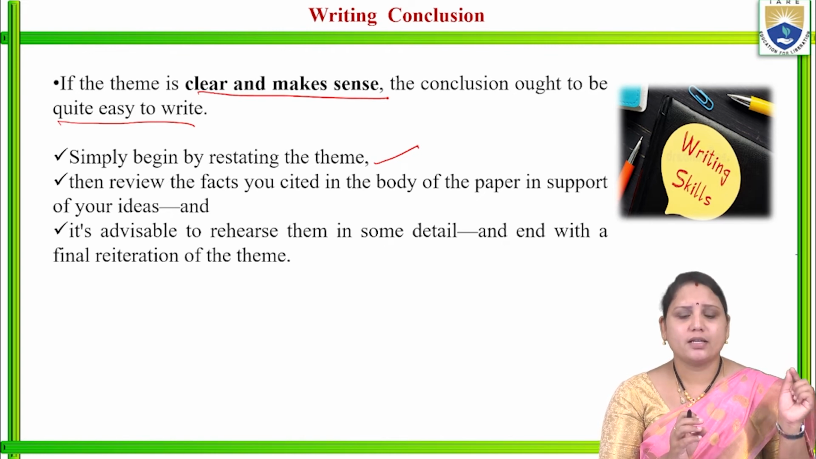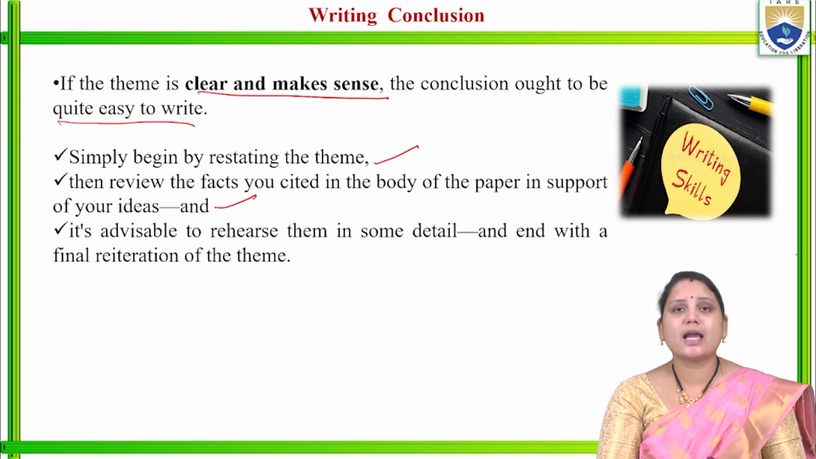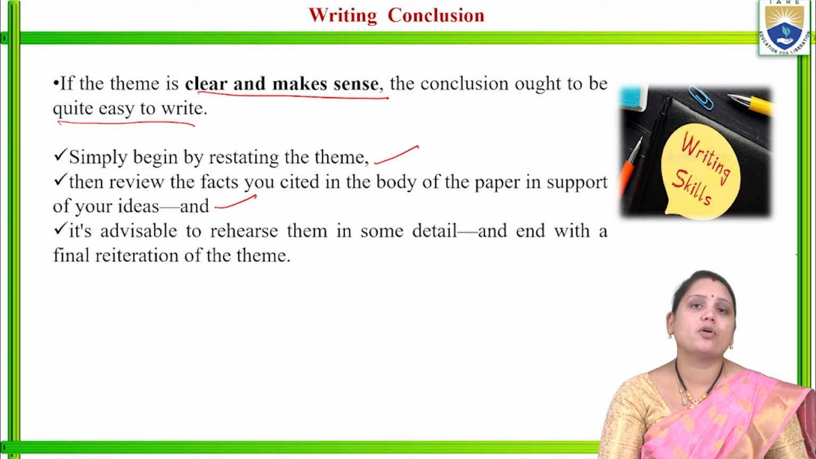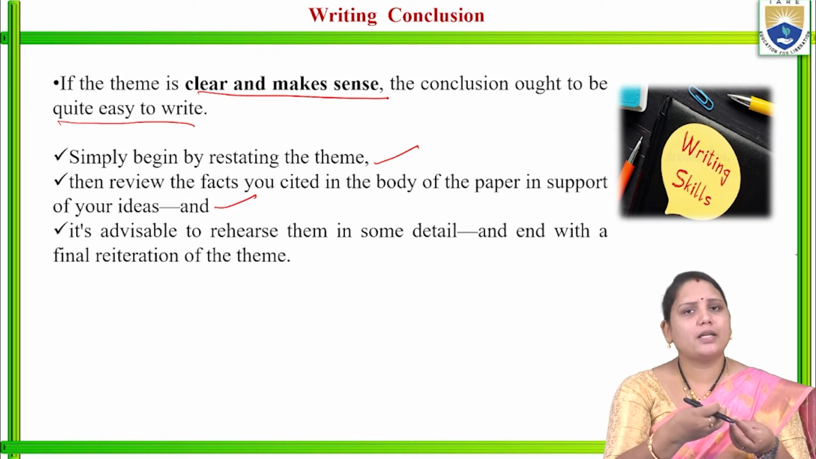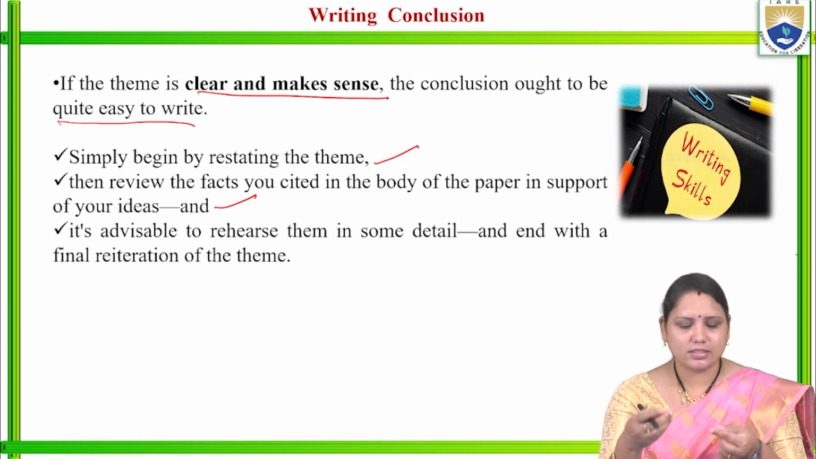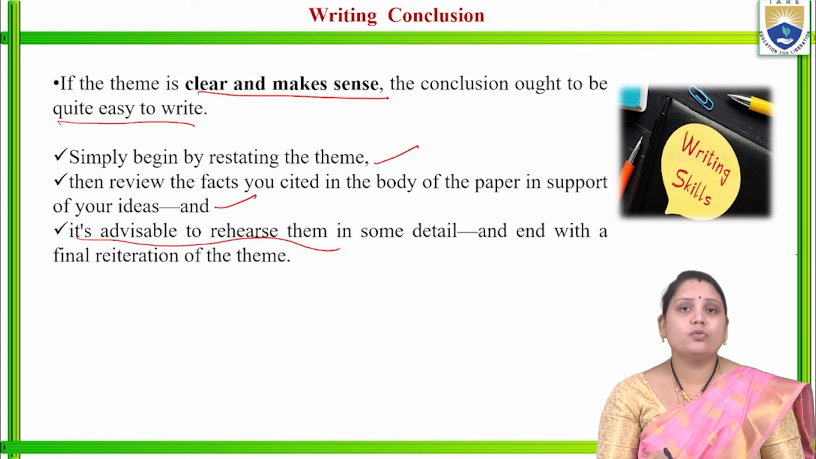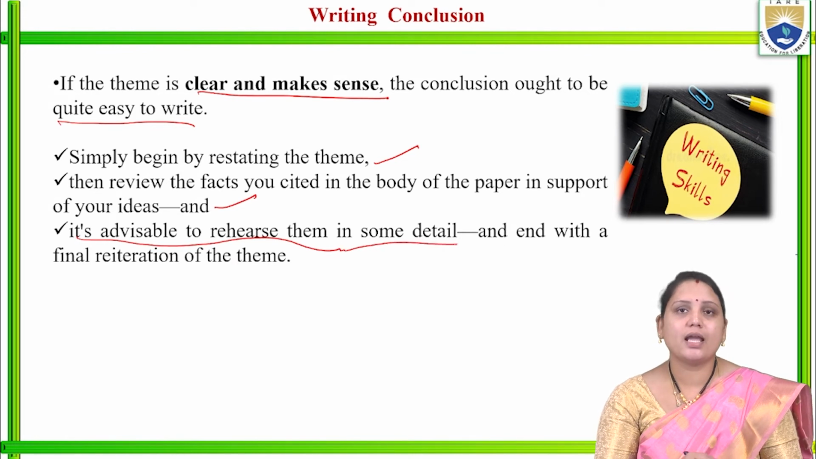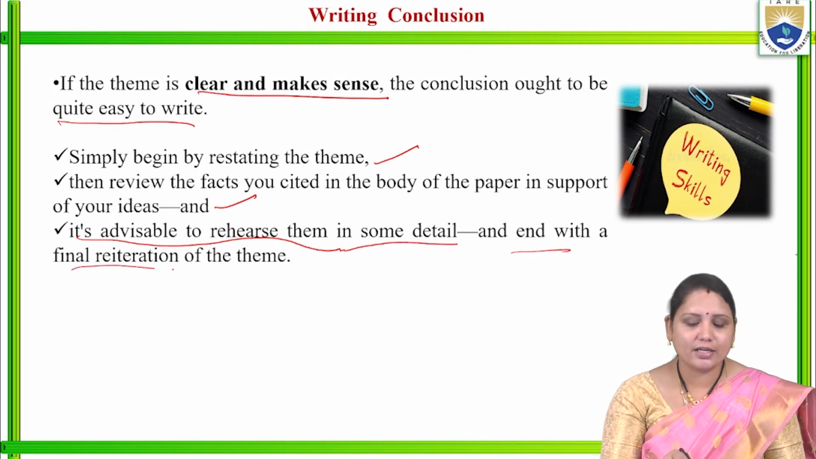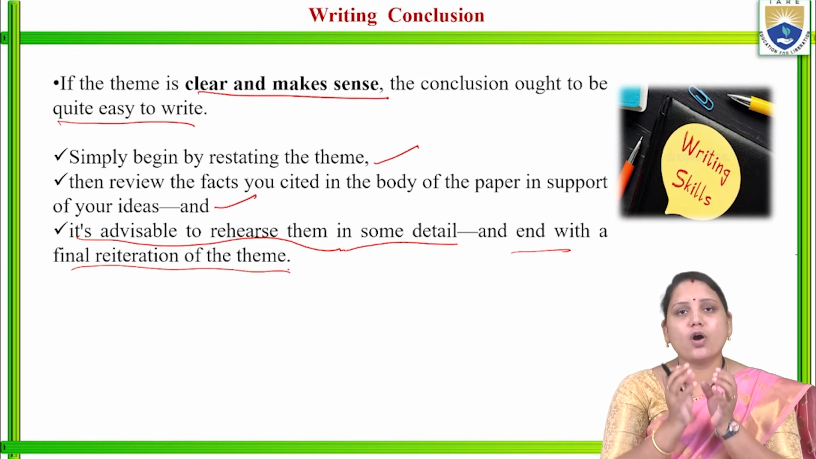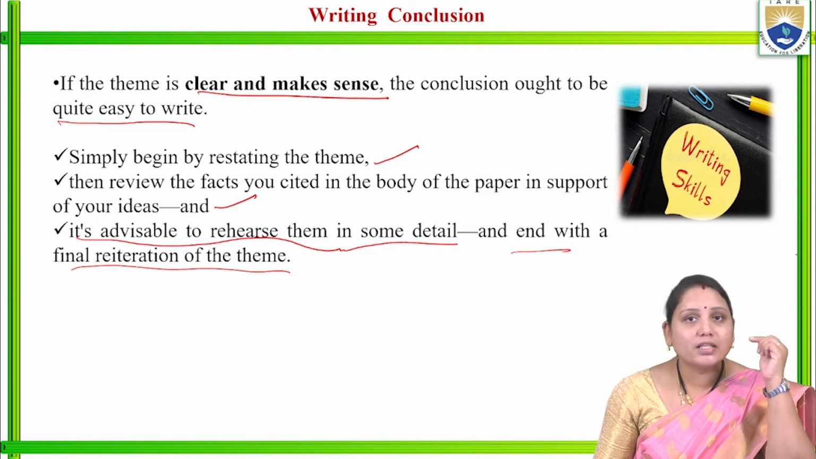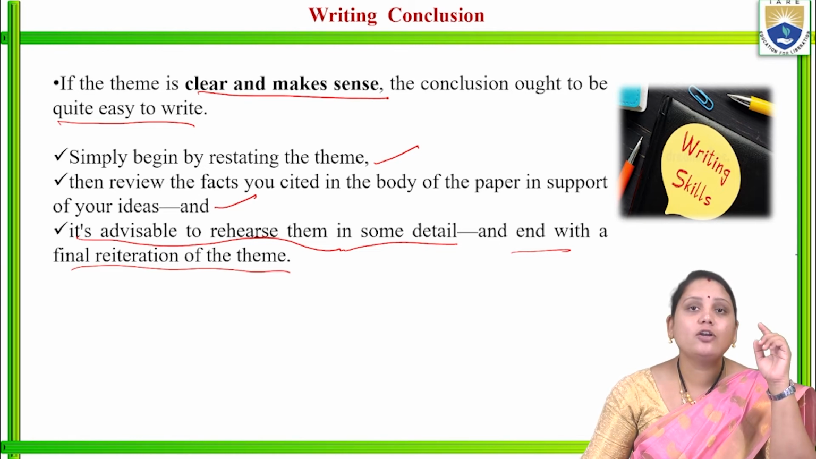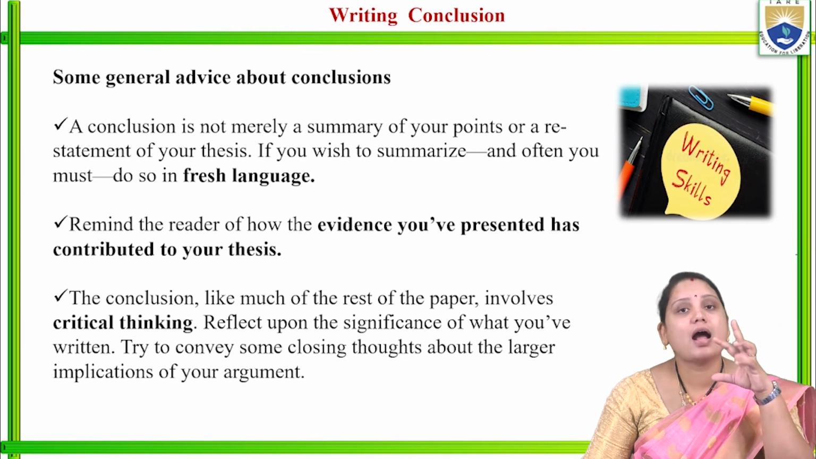Just restate it. Next, review the facts you cited in the body of the paper in support of your argument. Just review those points that refer to that particular theme in very few lines. Then, it's advisable to rehearse them in some detail and end with a final reiteration of the theme. That is, you are going to sum up all the important points of the gist of the theme which you have discussed and try to retrieve that sense of understanding of the entire article.